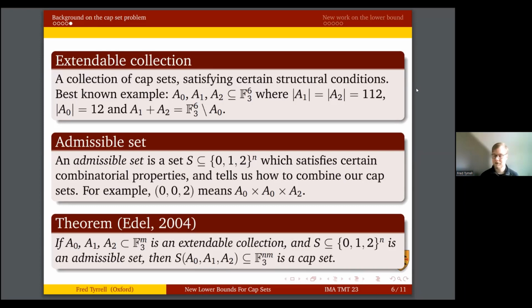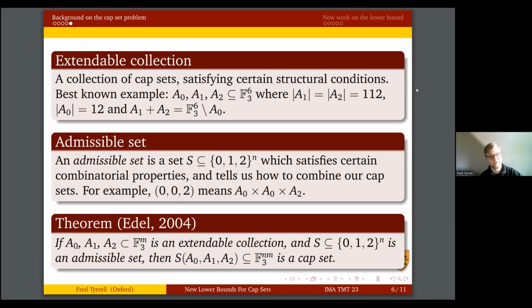So a guy called Edel introduced this idea of an extendable collection and an admissible set. I haven't put the precise definitions up here because I don't think they're particularly illuminating, but essentially what Edel did is he takes the direct product construction and works out a way to twist it, make it a little bit better. Now, you have to be quite careful because you can't always perform this twisted product and still have a cap set, but under particular conditions on the cap sets you start with and the way you combine them, you can get a cap set.